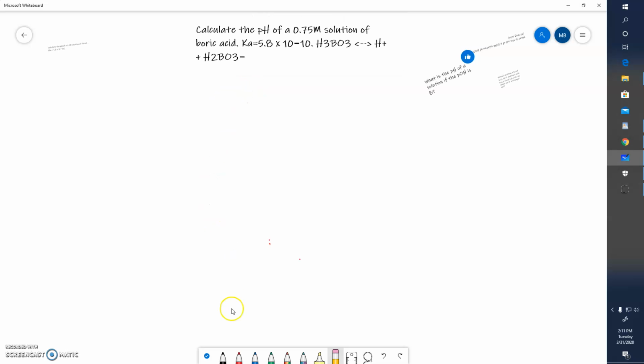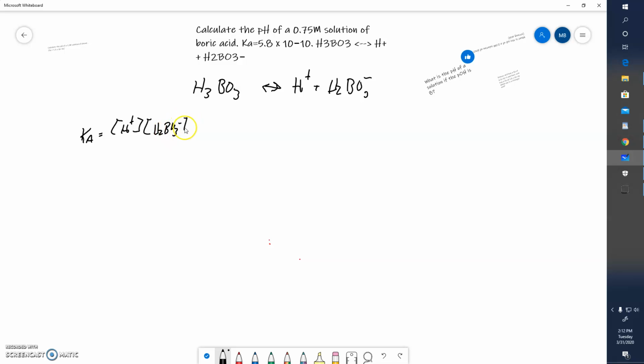All right, so the next question. Calculate the pH of a 0.7 molar solution of boric acid, Ka of 5.8 times 10 to the minus 10. And there's the equation: H3BO3. It's a weak acid, so we're at equilibrium with H plus and H2BO3 minus, which conceivably would be a polyprotic acid. So we can have our equilibrium expression: Ka equals H plus times H2BO3 minus, all over the original acid, H3BO3, in their concentrations.